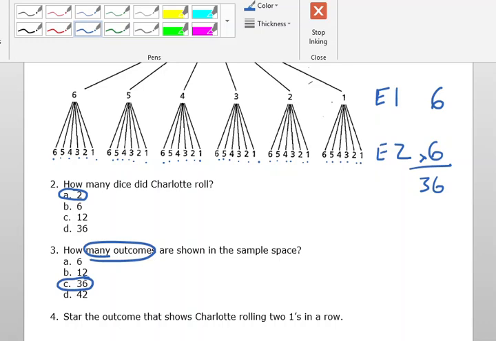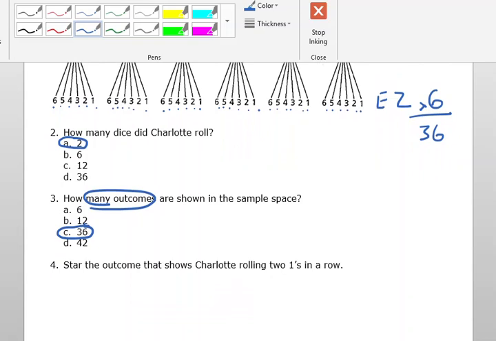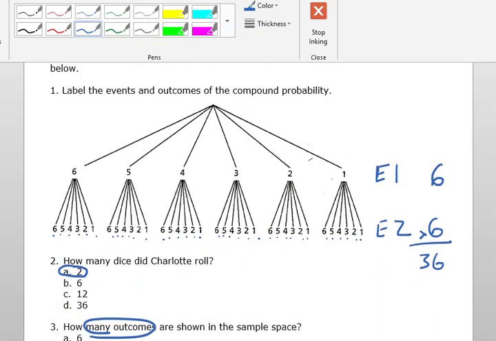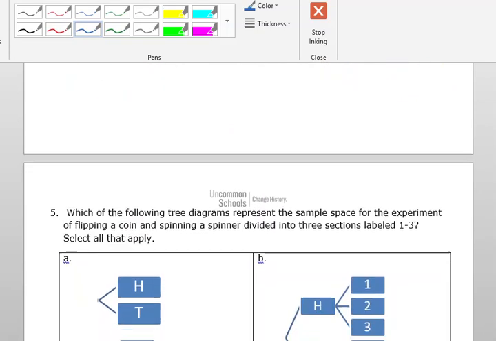Star the outcome that shows Charlotte rolling 2 1s in a row. Okay, so if I go up here, I know that where she rolls 2 1s in a row, it has to be part of this branch. Okay, and I'm going to go down here, and this would be her rolling a 1 and a 1. So I'm going to put a star right there. Okay, she's rolling a 1 and a 1.